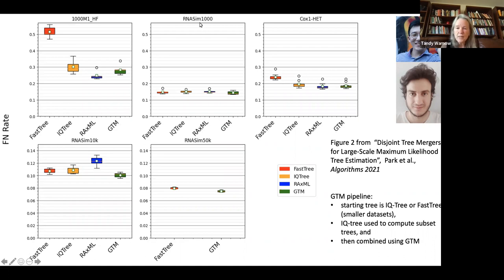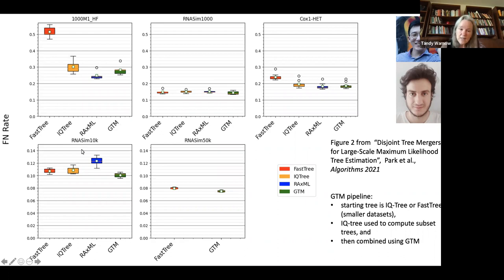RNA-SIM, which is a simulation with selection on it to maintain the RNA structure, all the methods are equally good. The Cox1 heterotachy simulation, heterotachy is a very complicated process. FastTree is bad again. The other methods are comparable.